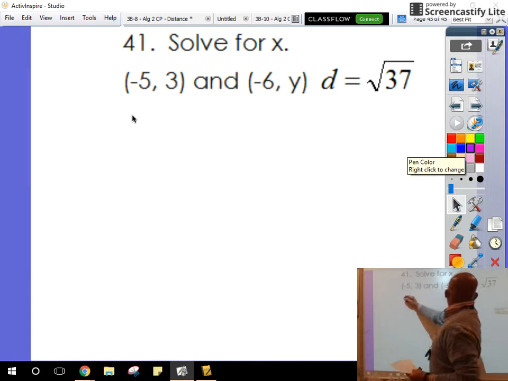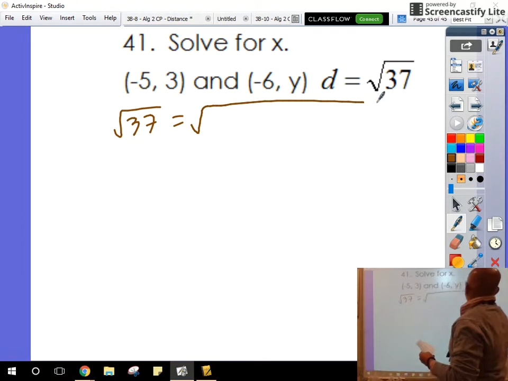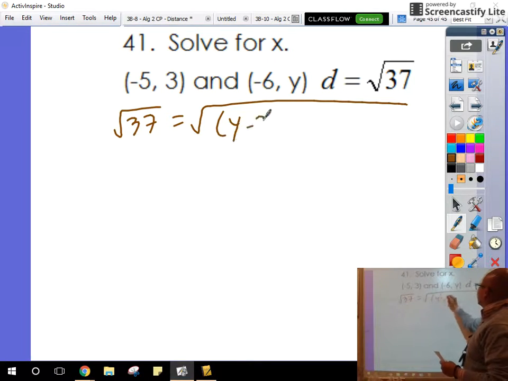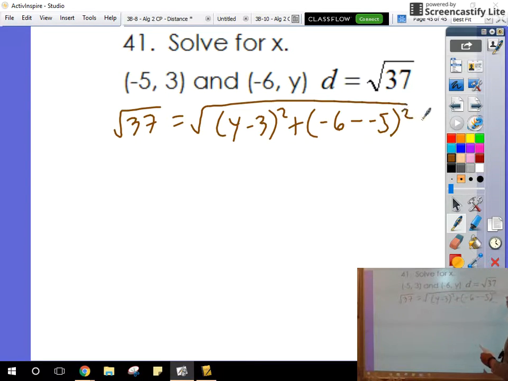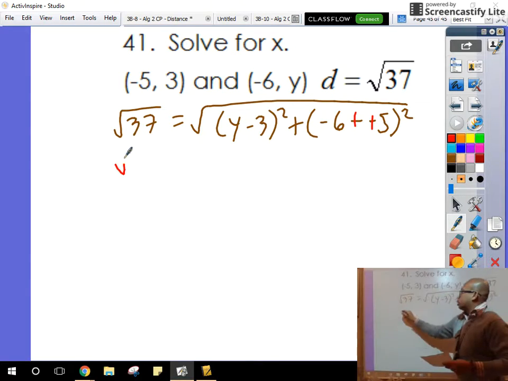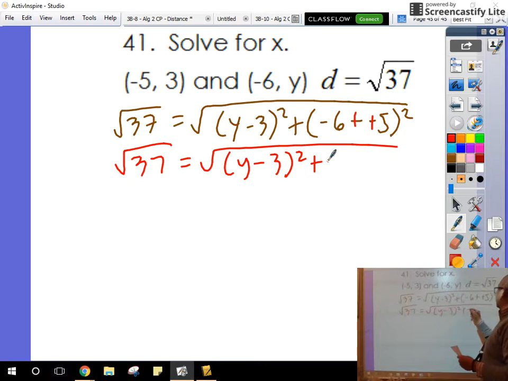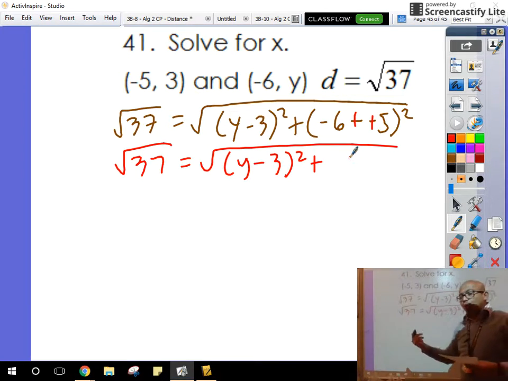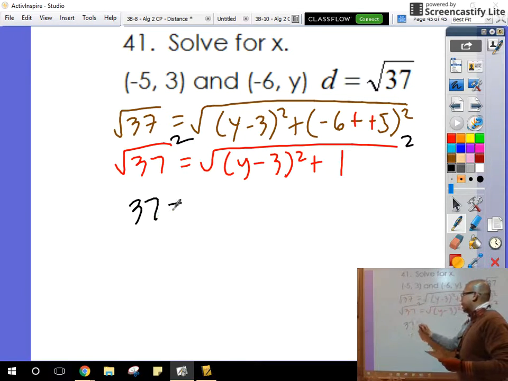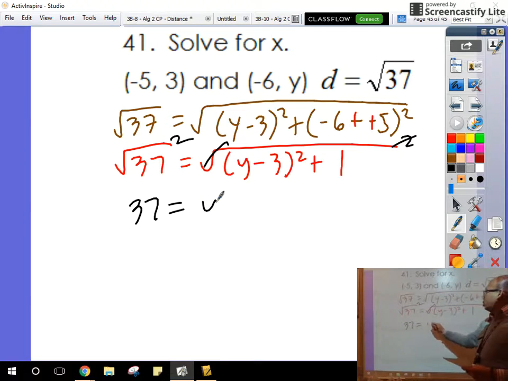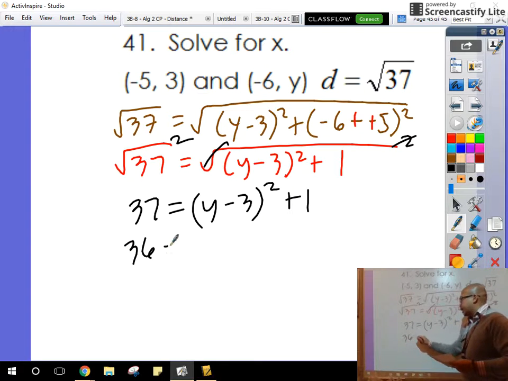Same thing with this one here. I'll make it quick, but I'll do it the manual way first. Square root of 37 equals the square root of (y minus 3) squared plus (negative 6 minus negative 5) squared. Two negatives turn positive. So square root of 37 equals (y minus 3) squared plus negative 1 squared, which is 1. And then from here, I square this, I square that. That leaves me at 37 here. This will be canceled. So (y minus 3) squared plus 1. You subtract 1. That gives you 36.